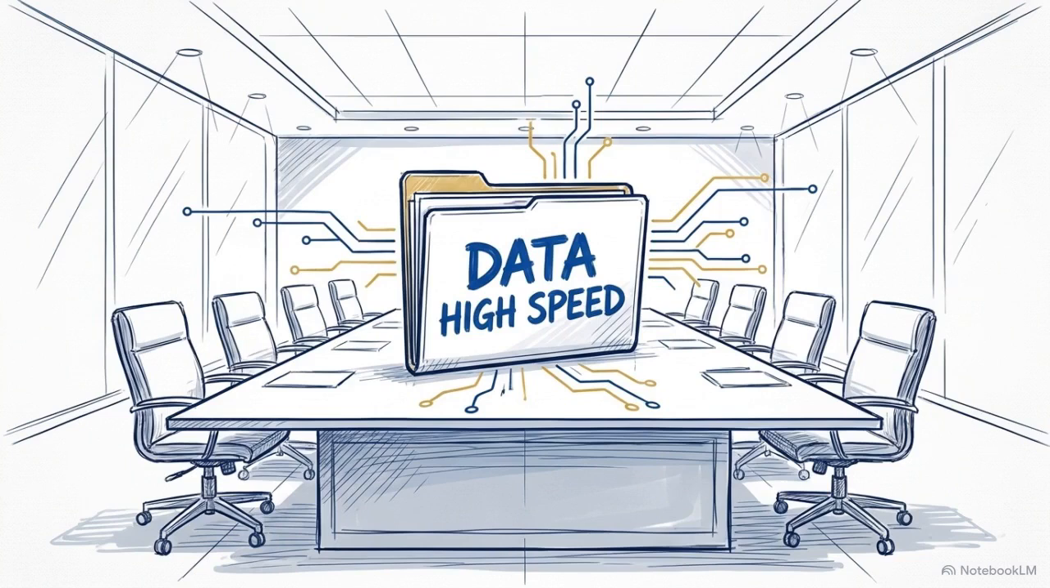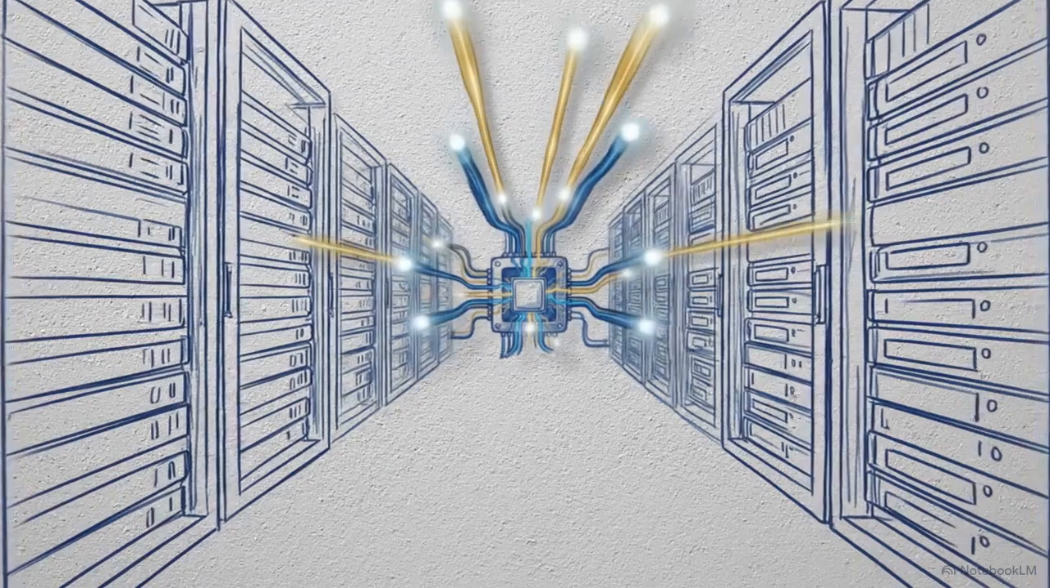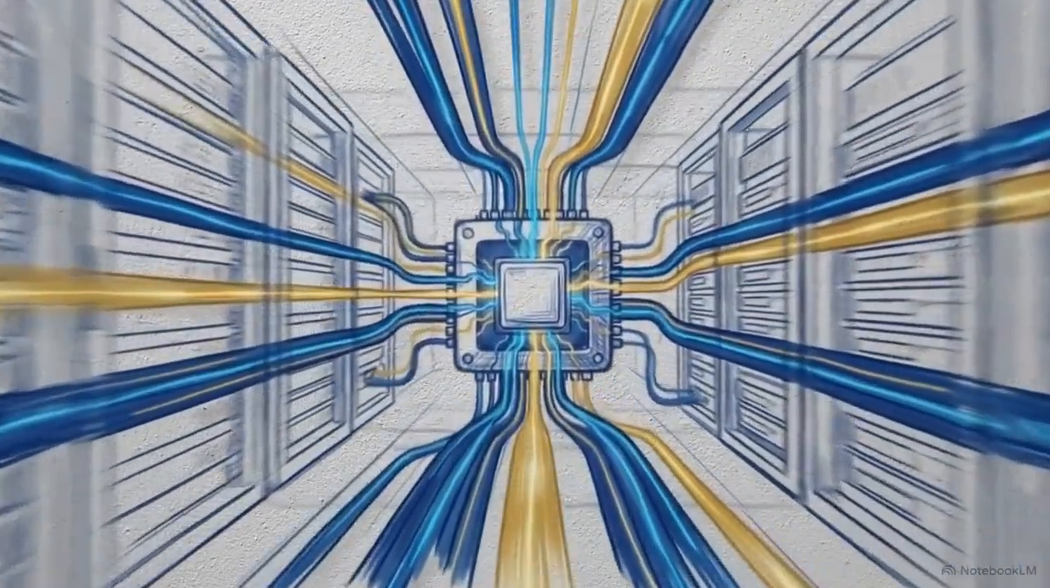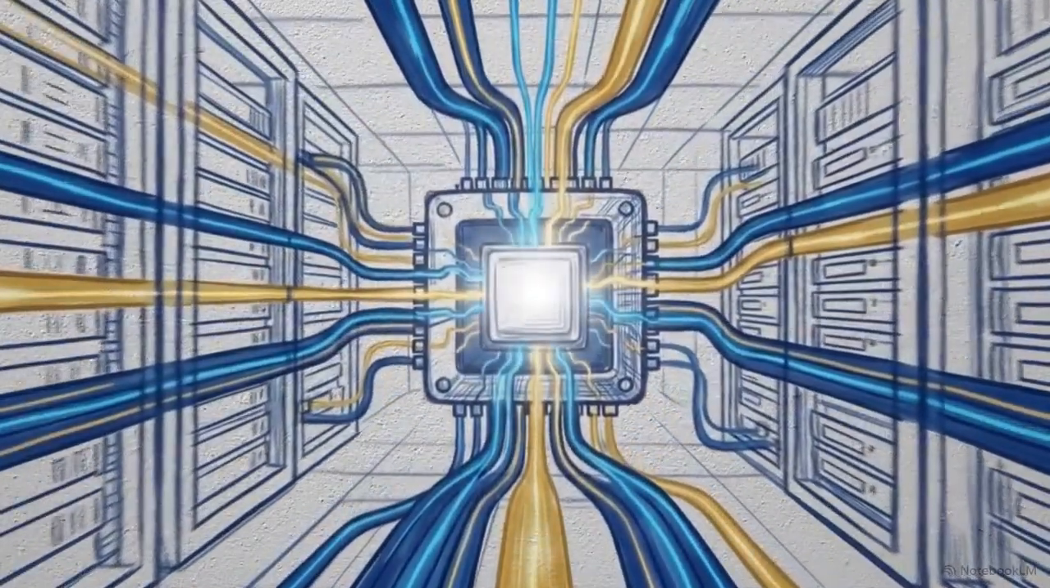You started with a requirement for the Data High Speed product. By mapping item types, creating selection variants, and defining document routing rules, you have successfully built a revenue-ready invoicing engine.